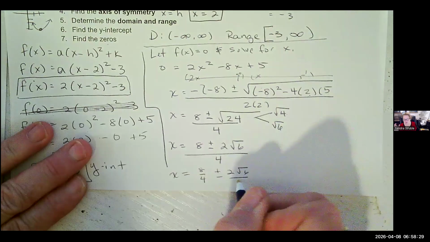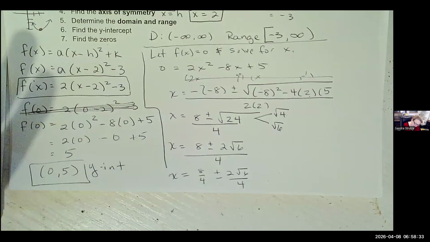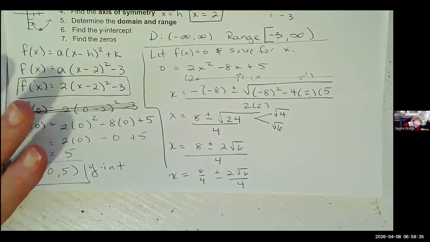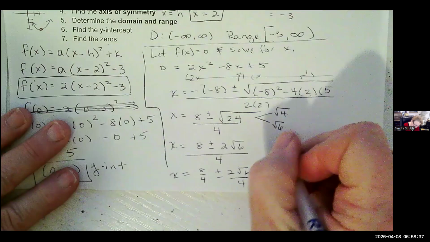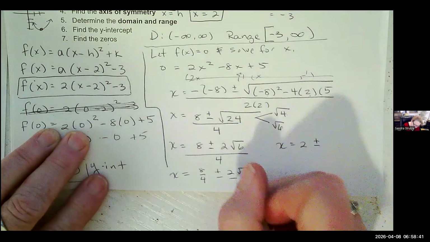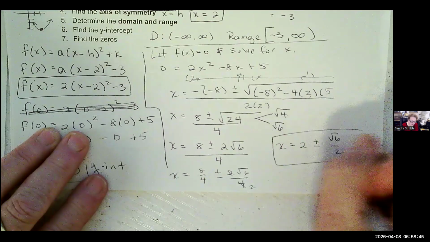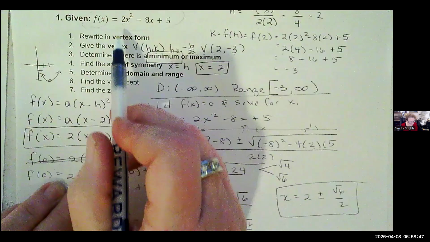Just like what we do with the complex numbers, I would highly recommend you writing it like this. 8 divided by 4 is 2 plus or minus, and then 2 and 4 reduces to give you square root of 6 over 2. Those are your 2 zeros. We know we need 2 because our degree is 2. Go to the next one.